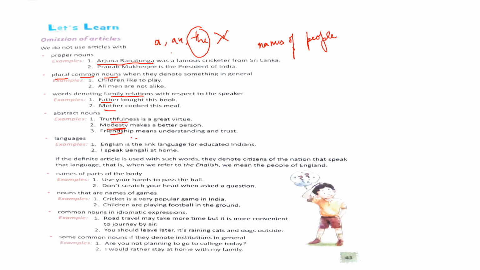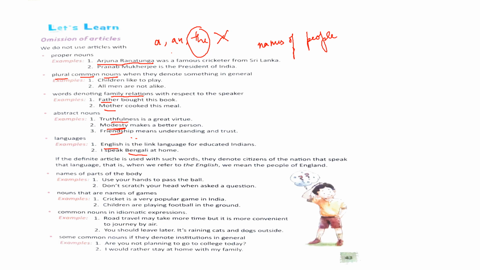Next one is names of languages. For example, "English is the link language for educated Indians." "I speak Bengali at home." So Bengali and English are names of languages and you do not use any article with them. Now, there is a point here that you must note: if the definite article, that is "the," is used with such words, they denote citizens of the nation that speak that language.